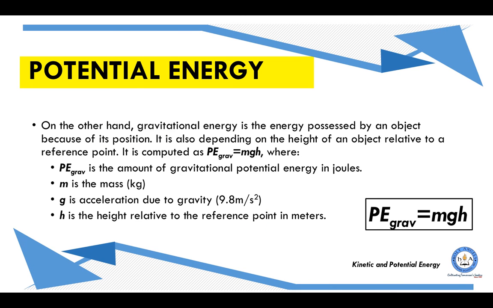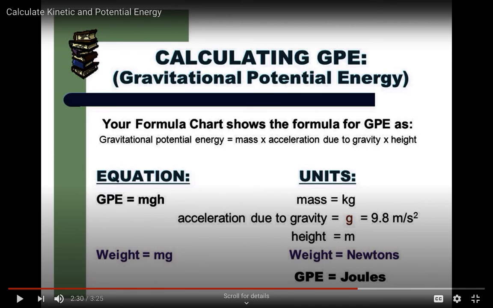On the other hand, gravitational potential energy is the energy possessed by an object because of its position. It also depends on the height of an object relative to a reference point. It is computed as gravitational potential energy equals mass times gravitation times height, where PE grav is the amount of gravitational potential energy in joules, m is the mass in kilograms, g is the acceleration due to gravity, which is 9.8 meters per second squared, and h is the height relative to the reference point in meters.